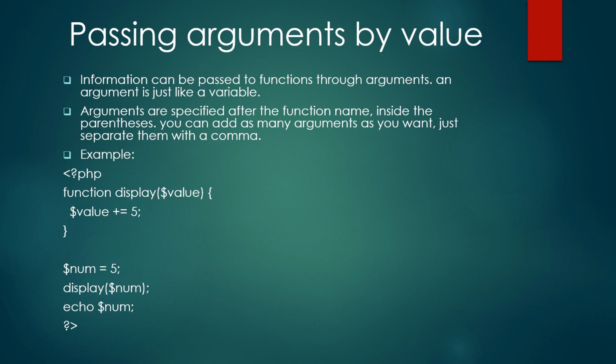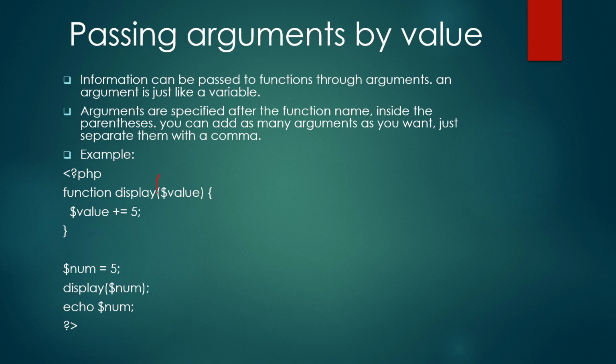In this video, we are going to learn how to pass arguments by value. Information can be passed to functions through arguments. An argument is just like a variable. Arguments are specified after the function name inside the parentheses. You can add as many arguments as you want, just separate them with a comma.